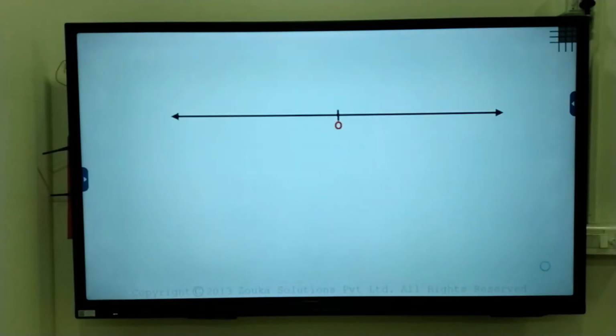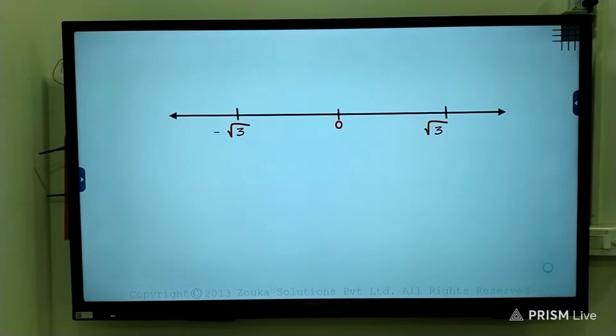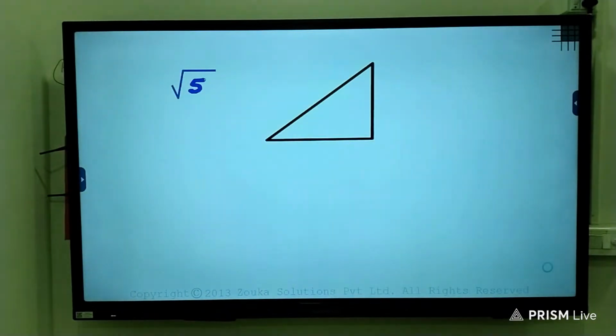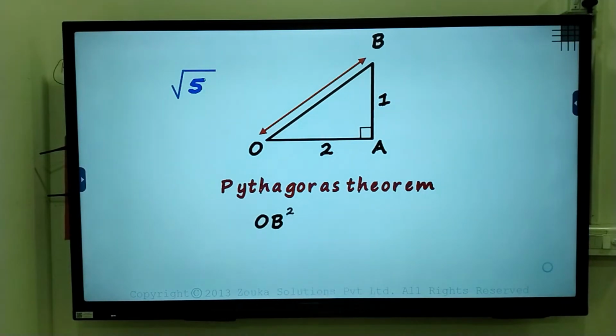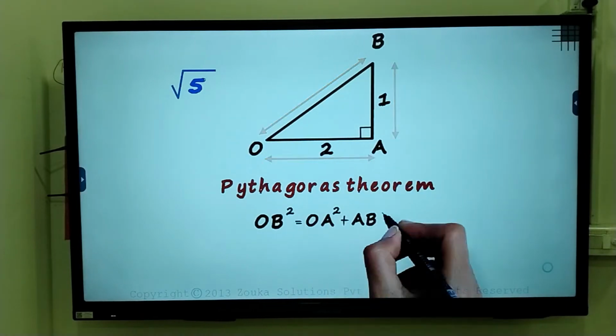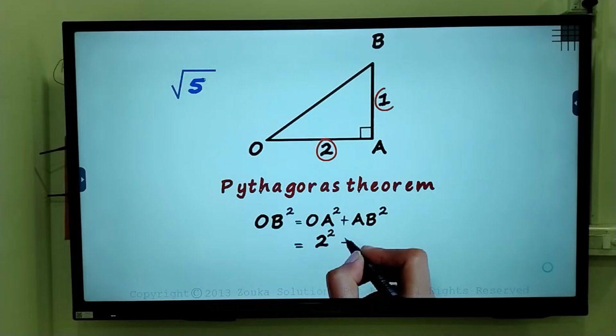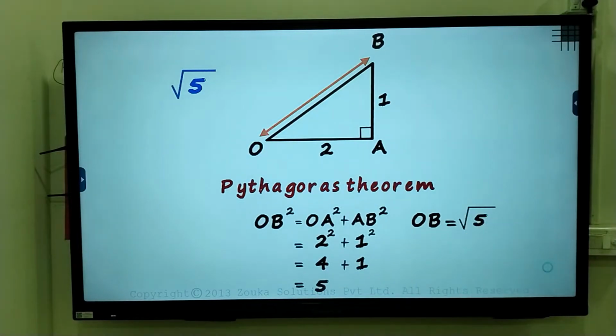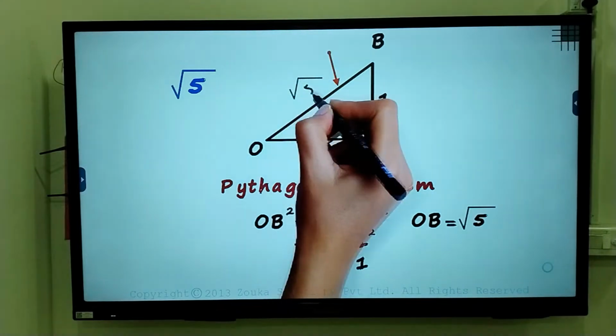In the previous video, we plotted root 3 and minus root 3 on the number line. In this video, let's see how we can plot root 5. The concept remains the same. We draw a right angle triangle OAB. This time, let OA equal 2 units and let AB equal 1 unit. By the Pythagoras theorem, OB squared equals OA squared plus AB squared. That equals 2 squared plus 1 squared, which gives us 4 plus 1, which equals 5. Hence, OB will equal root 5 units. This length OB will be root 5 units.